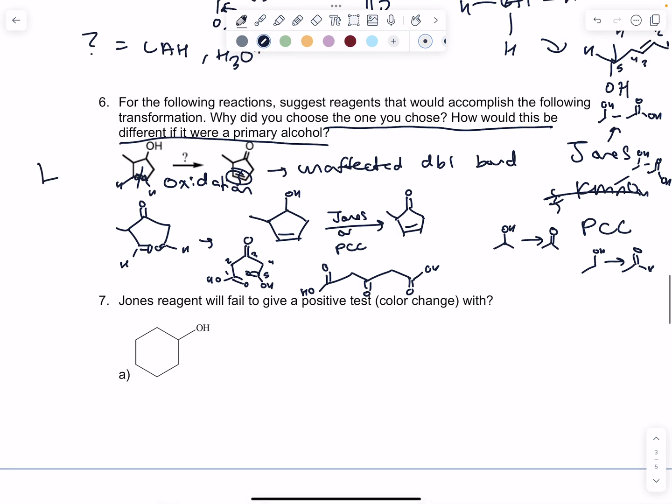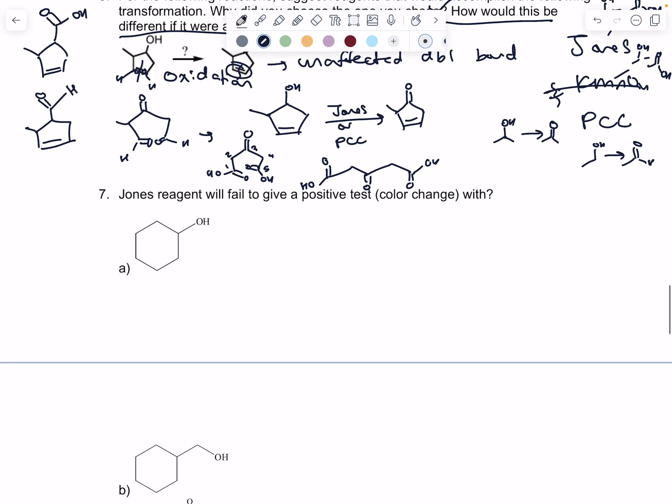Another thing is if this were a primary alcohol, you could only use Jones reagent. Jones reagent will take it to this without affecting the double bond, but PCC would stop at the aldehyde, so you would get different results from those. I just drew a carboxylic acid when I said aldehyde, but aldehyde looked like this. So that's why I chose the one I chose, and that's how it would be different if it were primary alcohol. And we added a bonus question of what would happen if it was KMnO4.